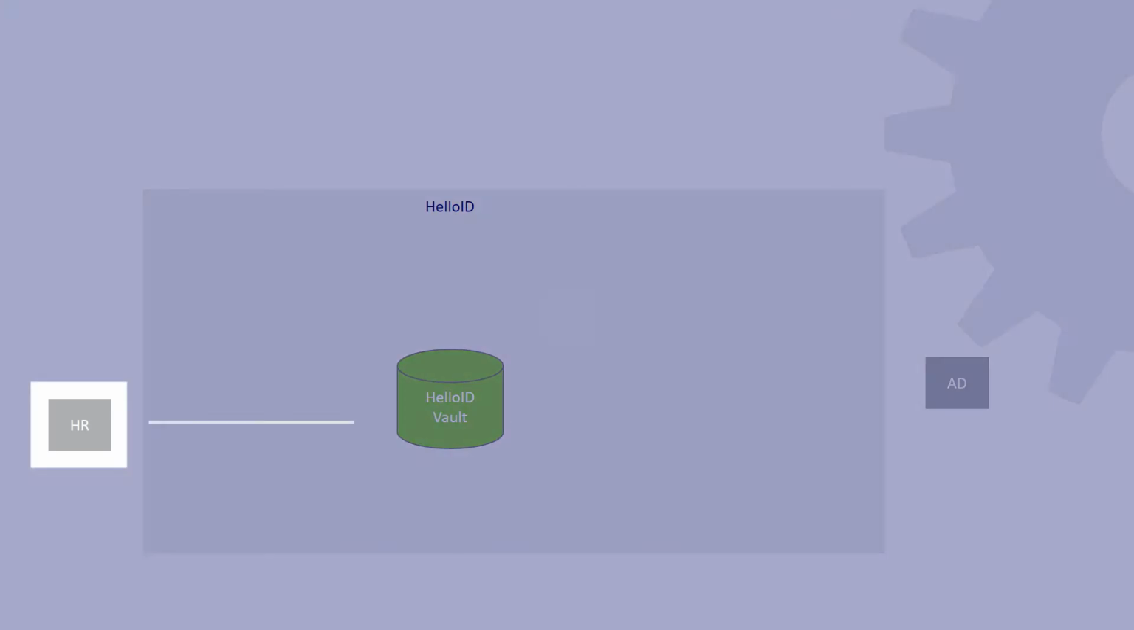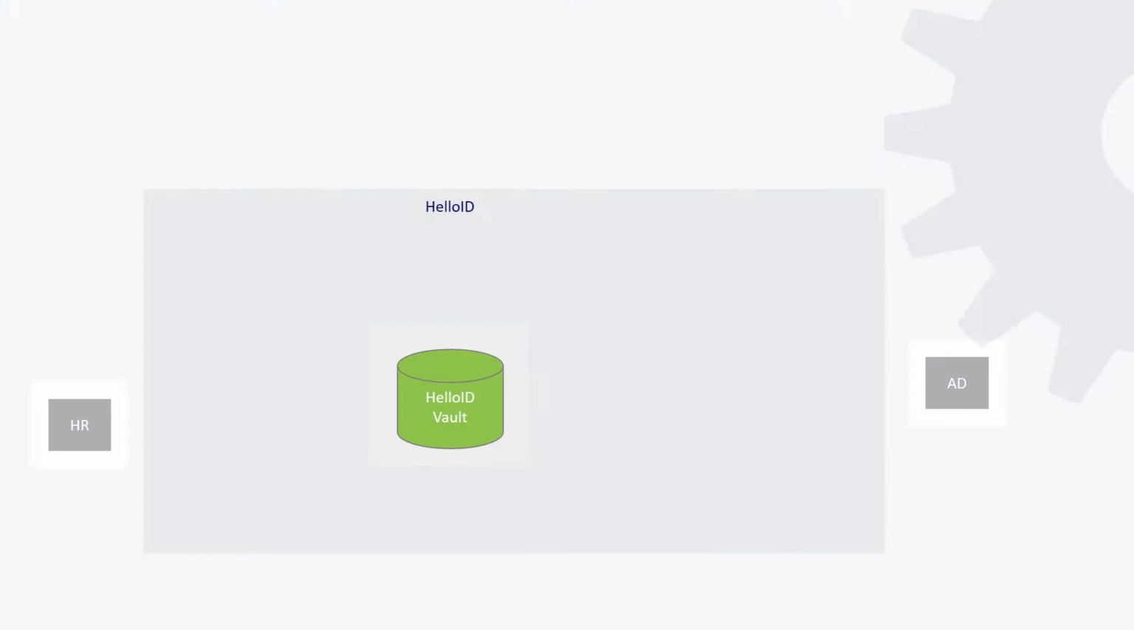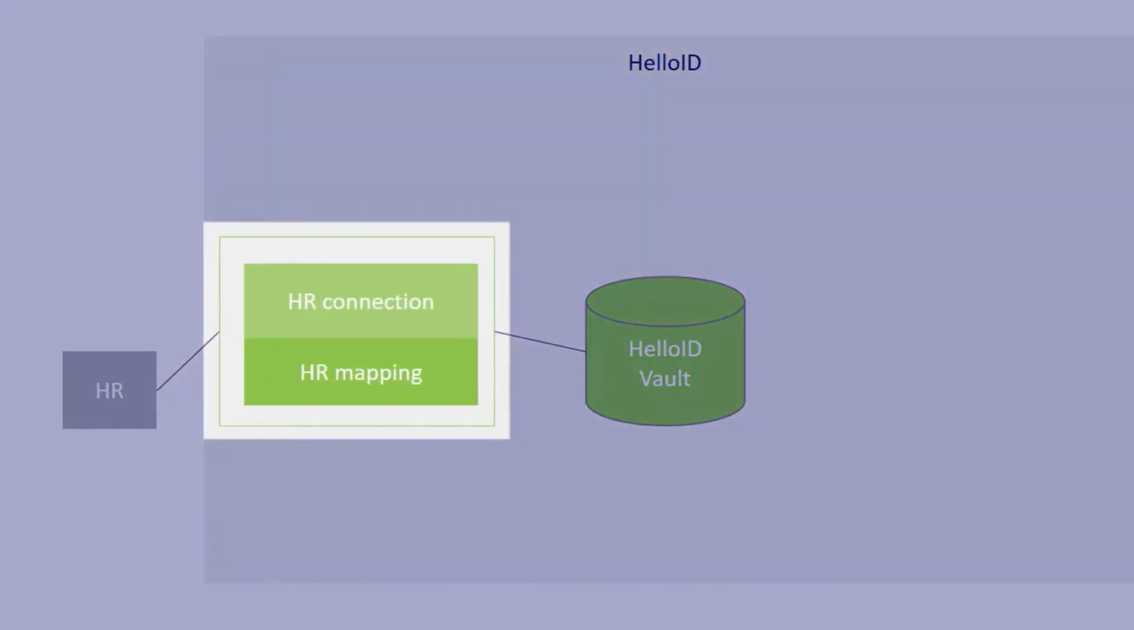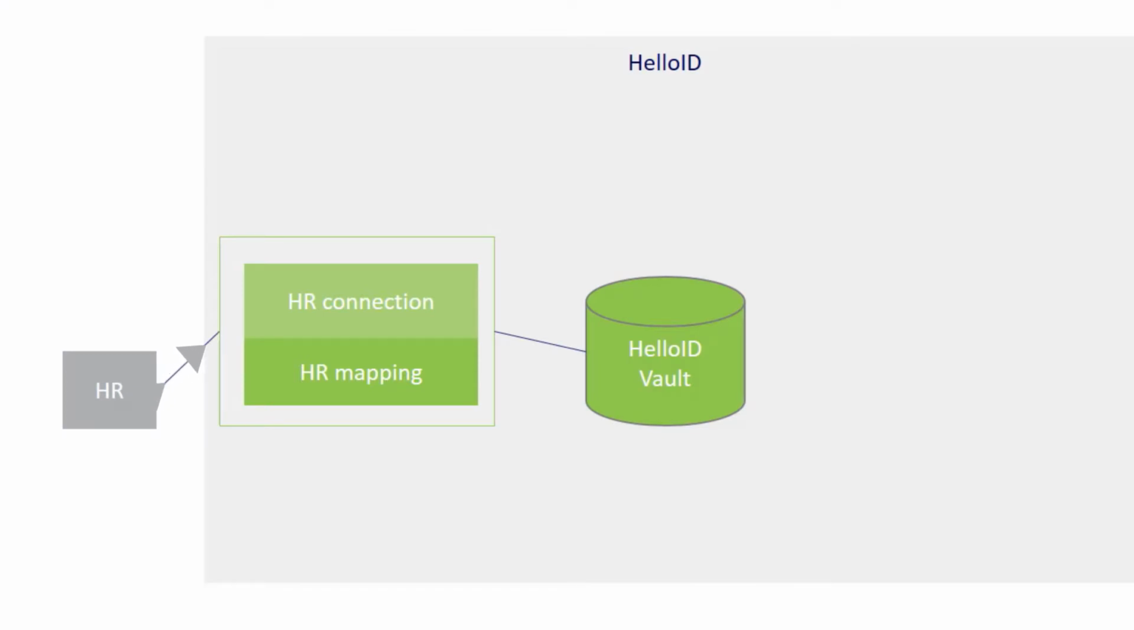The main component in this process is the HelloID Vault, the person database in HelloID. Now, you want to synchronize HR data into the HelloID Vault and then into the Active Directory. There are a few mechanisms that will accomplish this action. This is a new element in HelloID. Now you can set up an HR connection string to make a connection with the HR system and to map the information from HR to the Vault.